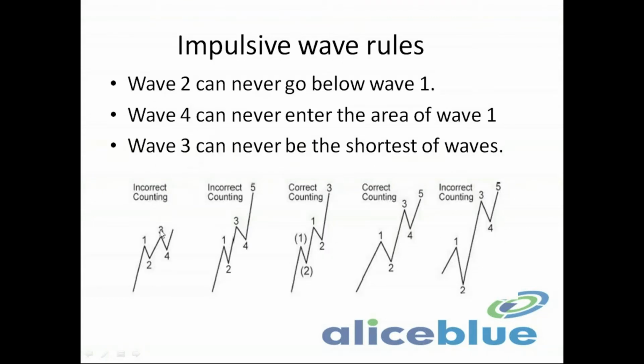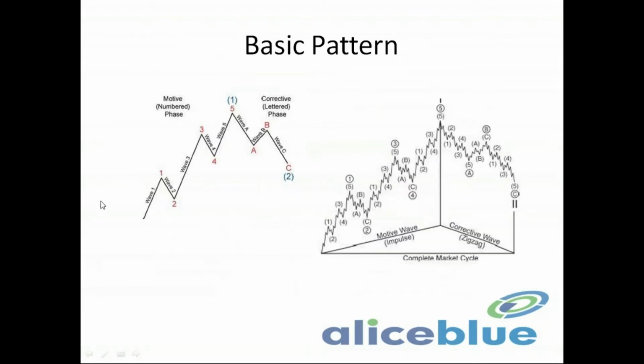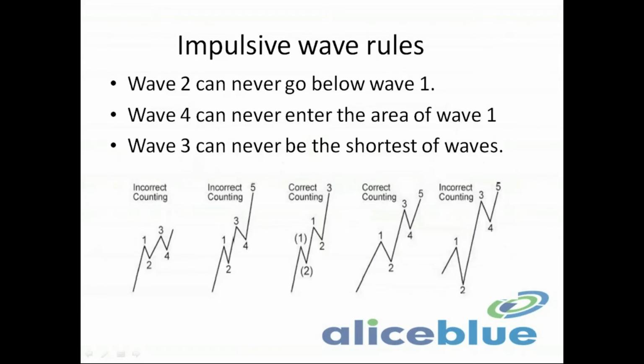Wave two. This is the five-wave structure. Wave 2 can never go below wave 1. Wave 4 can never enter the area of wave 1, and wave 3 can never be the shortest. It doesn't have to be the longest, but it can't be the shortest.